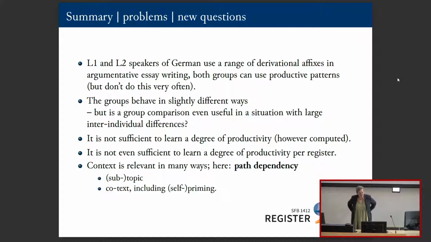The groups behave in slightly different ways, but does that really lead to where it would make sense to do a group comparison? Because the large inter-individual differences in each of these groups, to me, or to us, seem to prevent some meaningful understanding of a group comparison. Of course, you can always do that. You get some numbers. You can do anything, but I would not understand what that means.